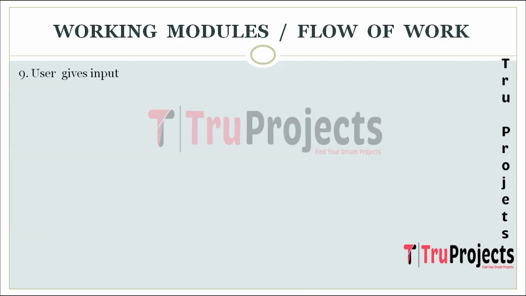The next module is user gives input. Here, the user provides the input through the web interface, which are images. The next step is the given input is pre-processed. Input provided by the users is pre-processed to ensure it aligns with the model's requirements.